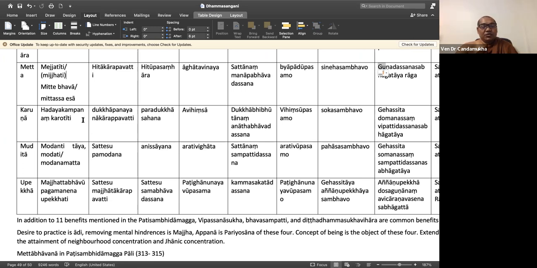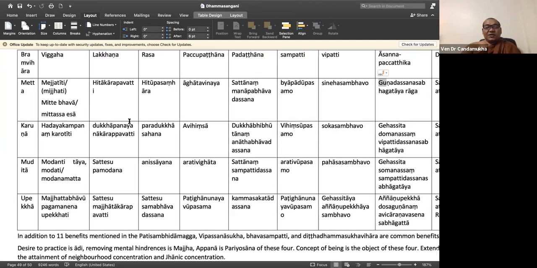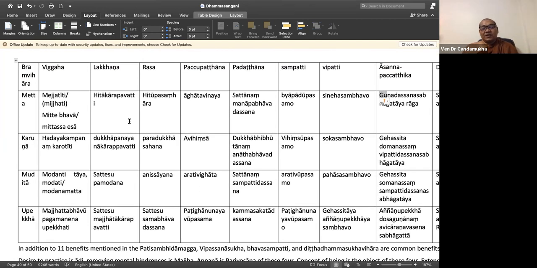One very short, to-the-point definition is that karuna is pity. You feel pity for another being who is suffering, who is in a miserable condition. Dukkhapanayanakara pavatti lakkhana. Dukkha means suffering, apanayana means removing, akara means manner, pavatti means happening. So the characteristic of karuna is that it happens in our mind in the manner of removing others' suffering.